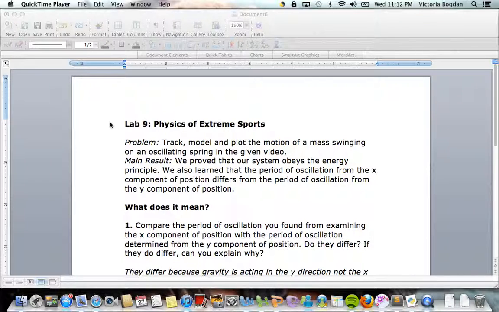My Lab 9 video lab report on physics of extreme sports. So the main problem we have is we are given a video and we are supposed to track, model, and plot the motion of a mass swinging on an oscillating spring. And our main result is that we prove that our system obeys the energy principle, but we also learn that the period of oscillation for the x component of position differs from the period of oscillation from the y component.